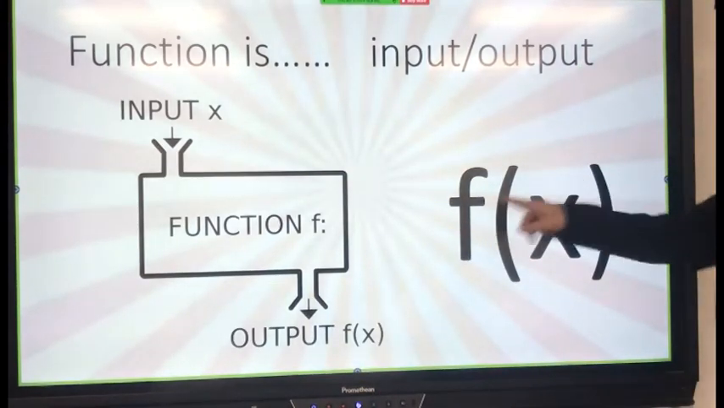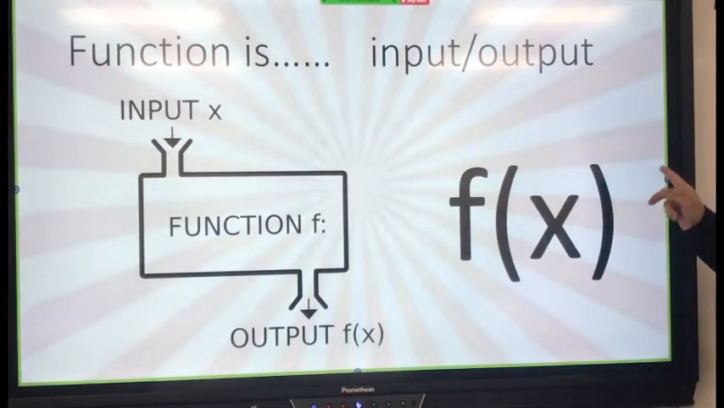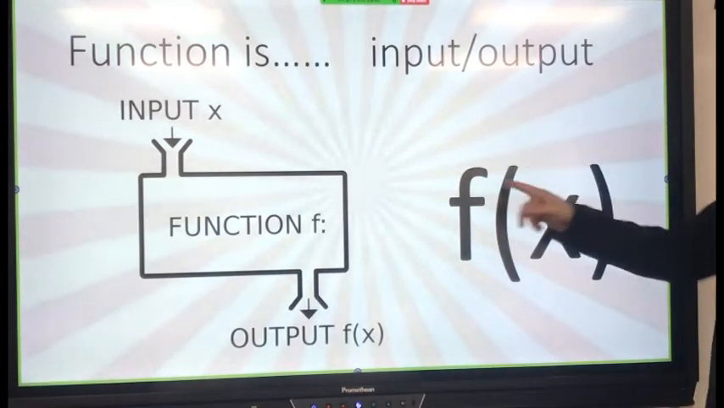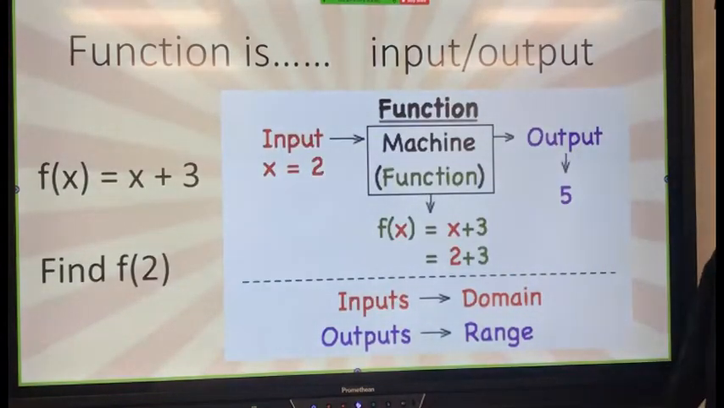Function notation is f of x. Normally you would see y equals something if you want a graph, but in regards to functions, we have f of x. So function of x.